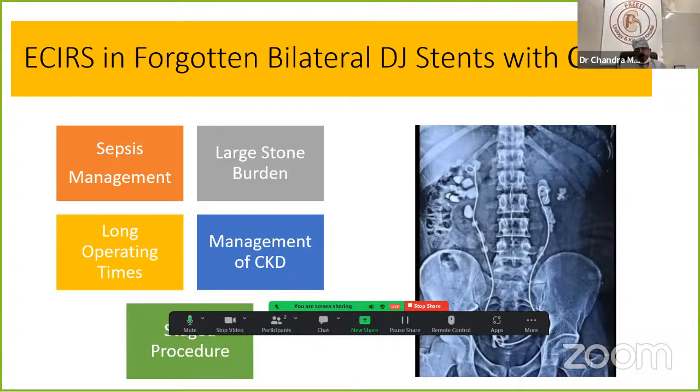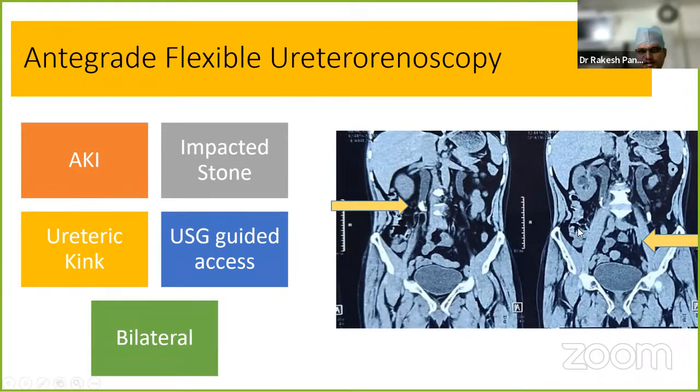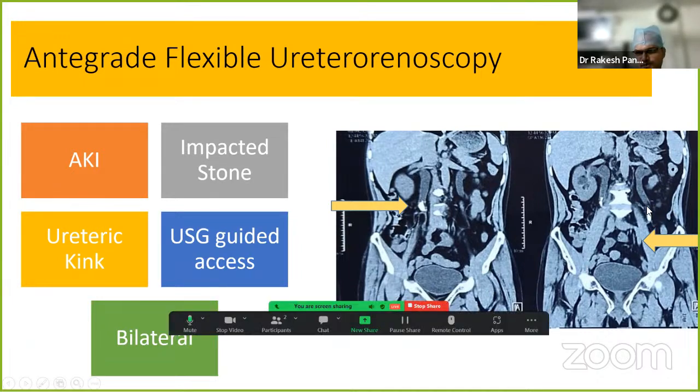And in this case, bilateral impacted upper and mid ureteric stones, contrast will not go up. Then we have to take help of ultrasound guided access and antegrade flexible ureterorenoscopy. Then we could clear these stones. Supine or prone better? Supine is better, sir, because you have access from below and access from above.